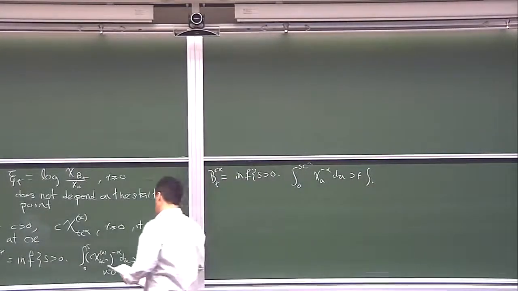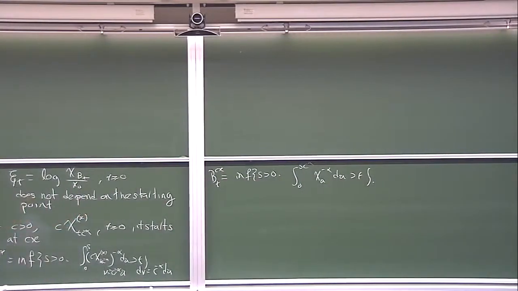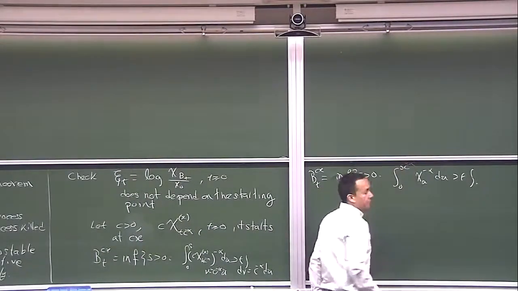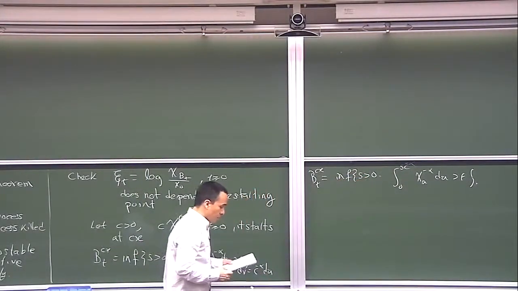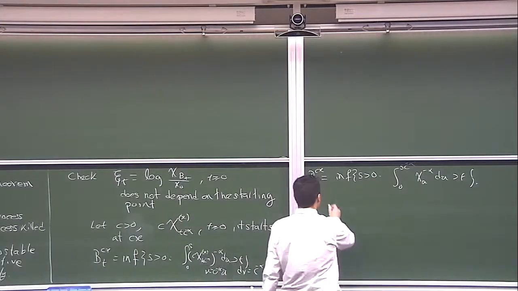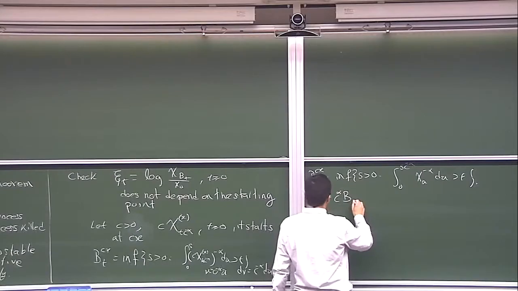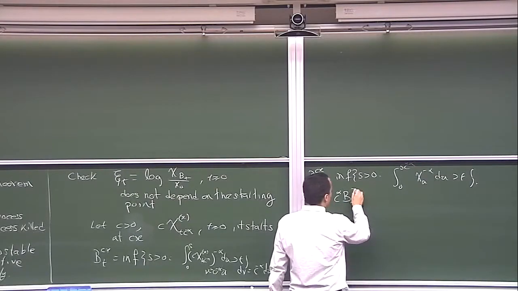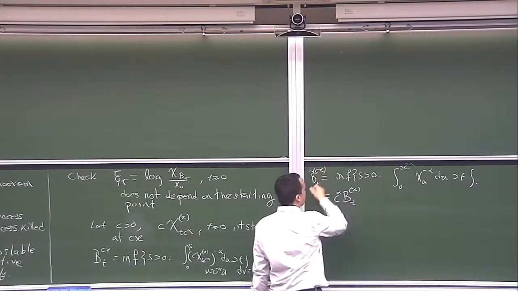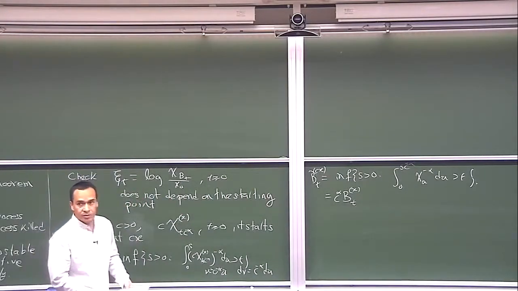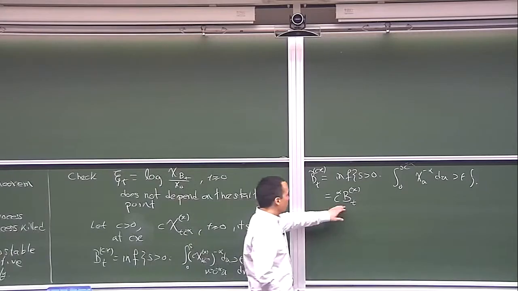Yeah? U is between C minus alpha. Okay? And just make a change of variables, and you will see that this is C alpha B T, but starting from x. Okay? That is one point. Okay?